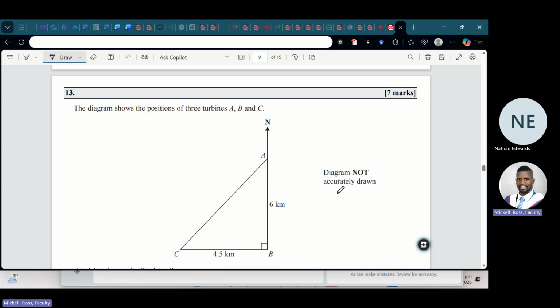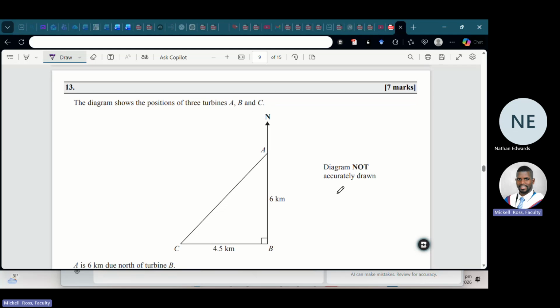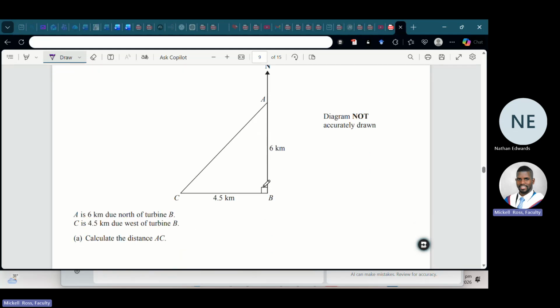The diagram shows the positions of 3 turbines, A, B, and C. We have a right angle, so we know we have a right angle triangle, and this side has to be the hypotenuse. It says A is 6 kilometers due north of turbine B. C is 4.5 kilometers due east of turbine B. Calculate the distance AC. So the hypotenuse AC is equal to 6 squared plus 4.5 squared. We're using Pythagoras' theorem.